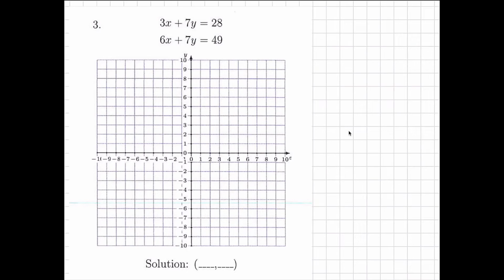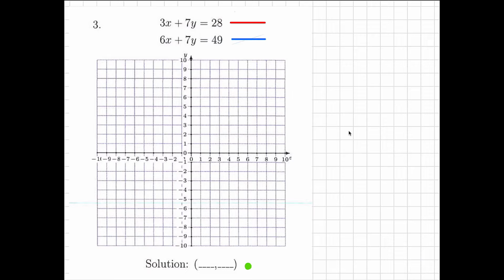Okay, so we have two equations, again, also in the standard form. So I'll make this line red and I'll make this line blue. And we'll put a green dot at our solution. So let's do the work.